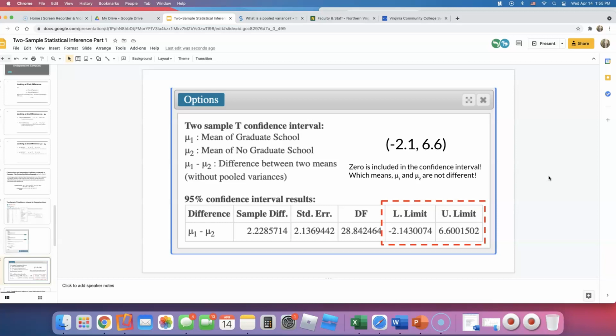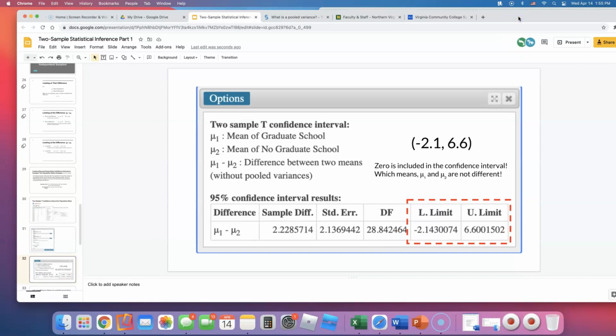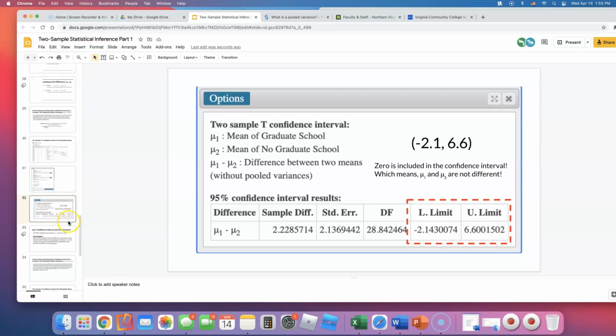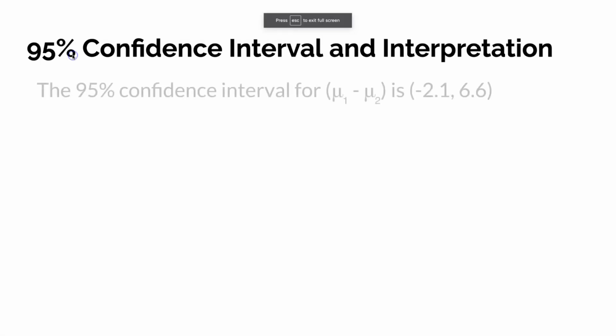Because this interval includes 0, this means there is really not a big difference. Okay, they're probably about the same. That's what they are saying here. Okay, I'm going to see if there's more explanation or interpretation. I think it's the same thing. So let's read this, even though we just said it.